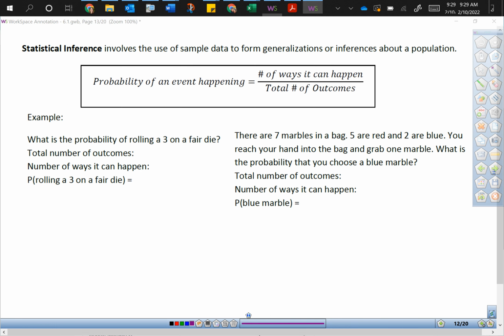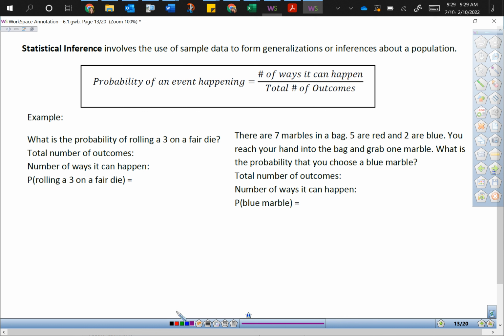All right. Now, on your practice, the next thing we're going to talk about is statistical inference. Statistical inference involves the use of sample data to form generalizations or inferences about a population. Okay? So, the probability of an event happening. To find the probability of an event happening, you have to take the number of ways that it can happen and divide that by the total number of outcomes. So let's look at this first example.